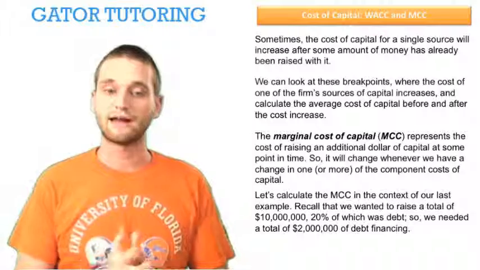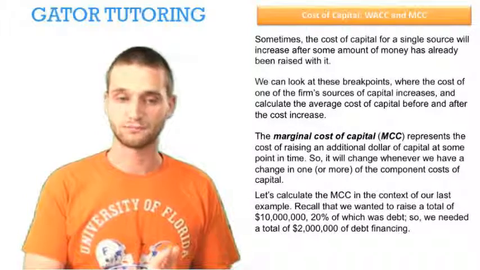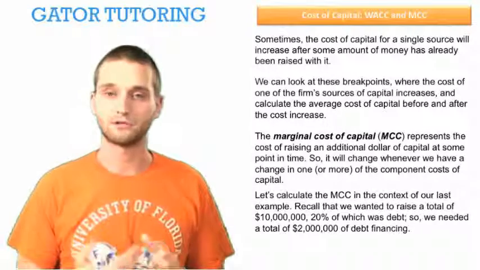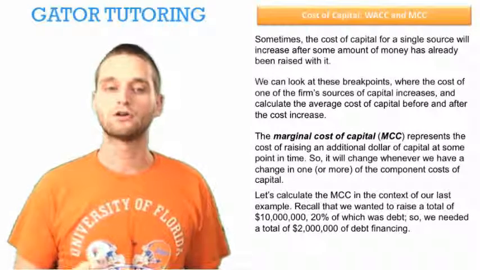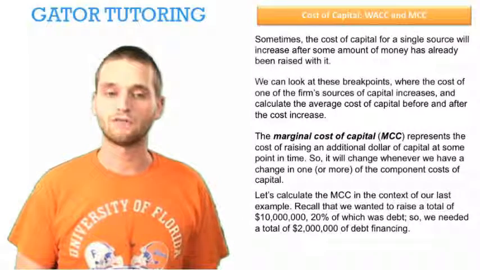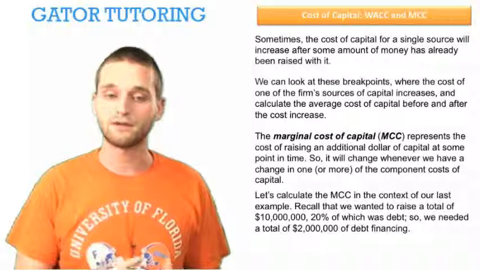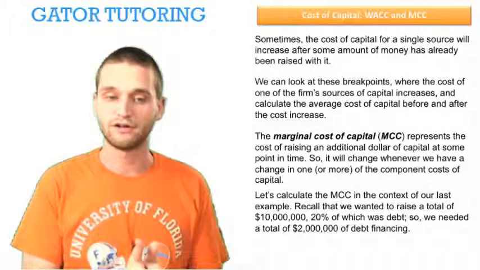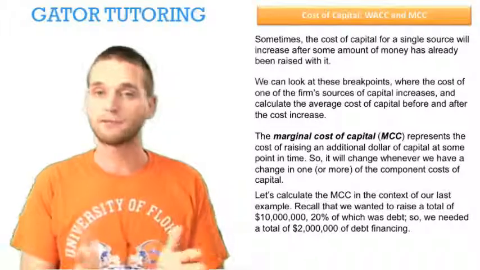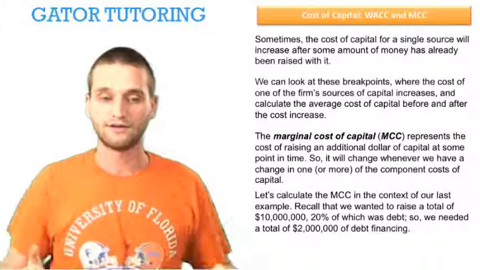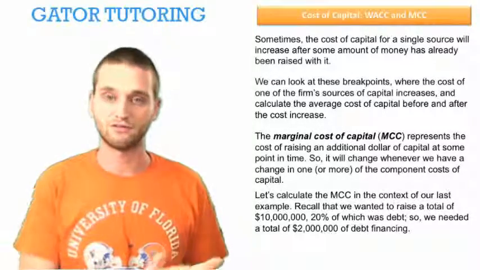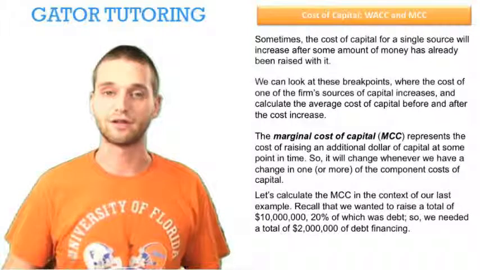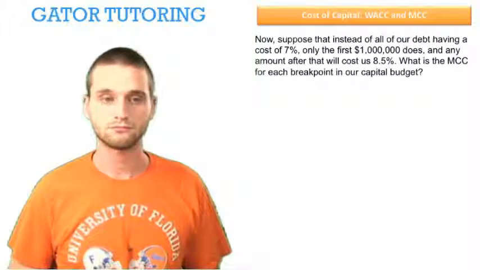So let's do that in the context of our last example. So we'll keep all the same information, but we'll change just a little bit. So recall that we wanted to raise a total of $10 million, 20% of which was debt. So we needed a total of $2 million of debt financing. Our capital structure said we wanted 20% of the $10 million in debt, so 20% times the $10 million gives us a total of $2 million in debt financing.